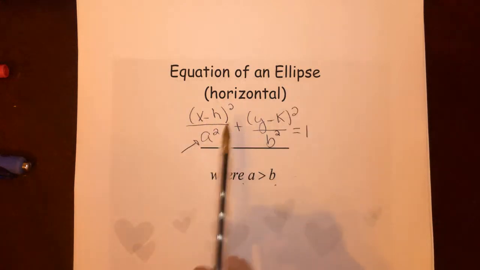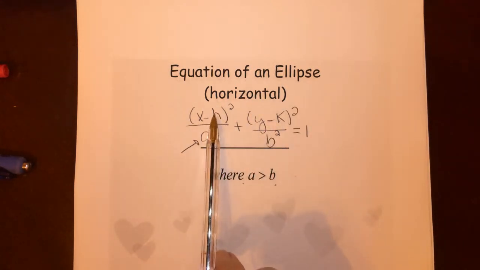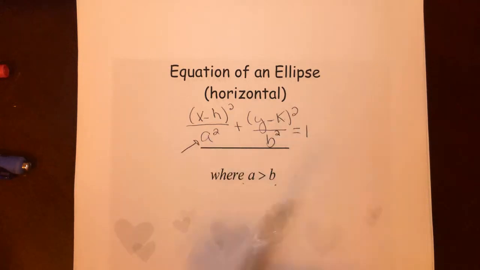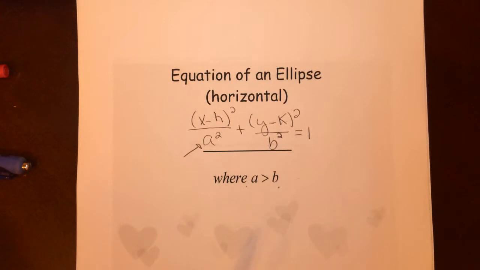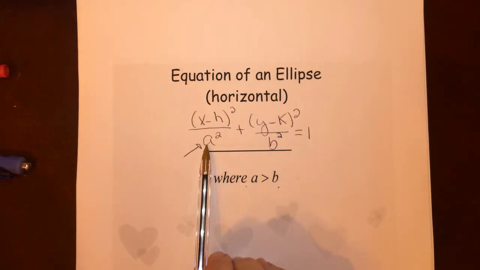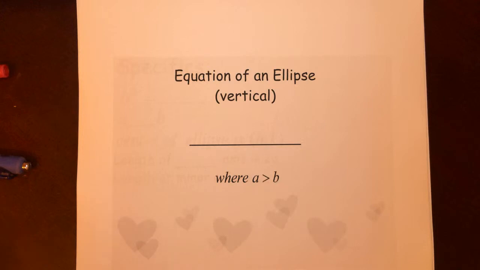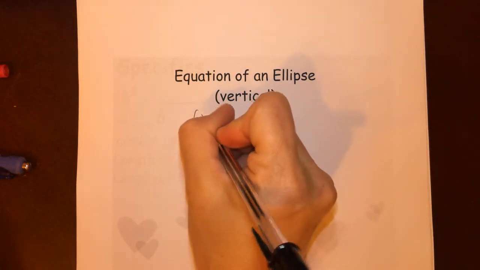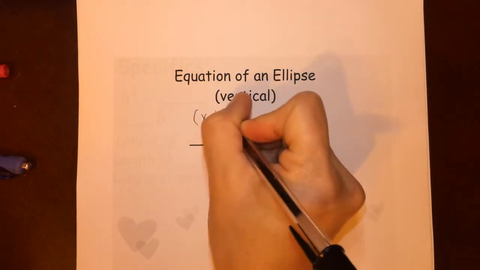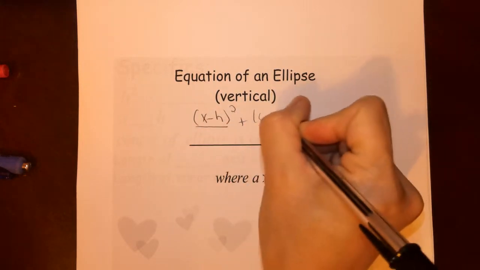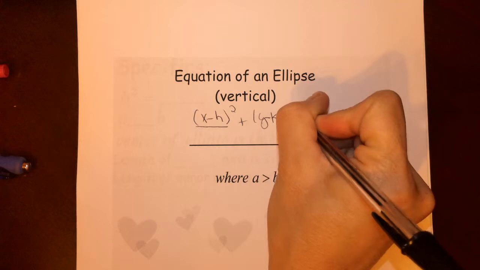When you're doing an ellipse, just like when you're doing a parabola, the H and the K are going to give you your center. So because they're in parentheses, you're always going to do the opposite. Your A is going to give you your vertex. Your B is going to give you your co-vertex. Now we're going to do a vertical ellipse. Remember what I just said. Wherever A is, it's going to tell me whether it's horizontal or it's vertical.